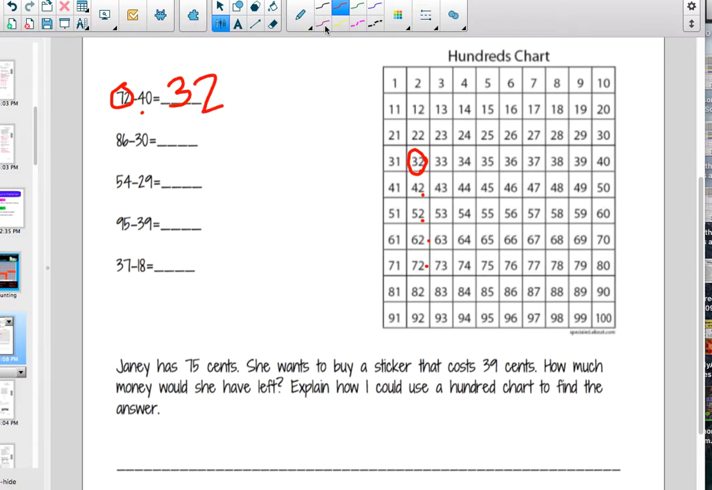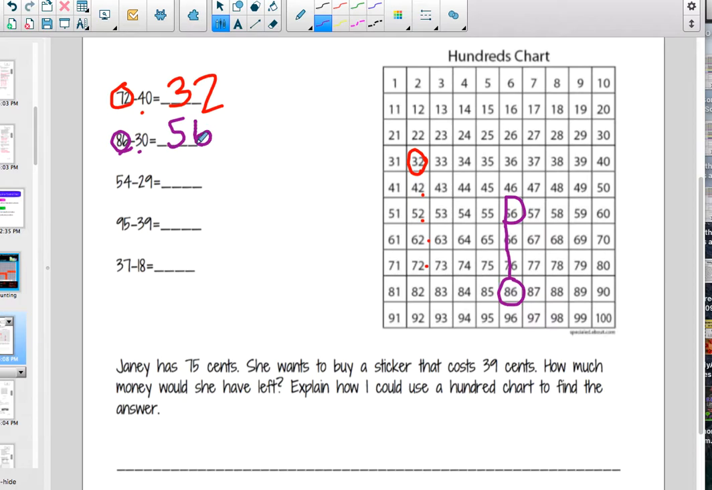Okay, switch colors so you can see these better. So if I have 86, I'm going to start with 86. By the way, if you're adding, it doesn't matter what number you're starting with, but subtracting it does. I'm going to take away 3 tens and 0 ones, so that goes up. So that's 1, 2, 3, and then there's my answer of 56.